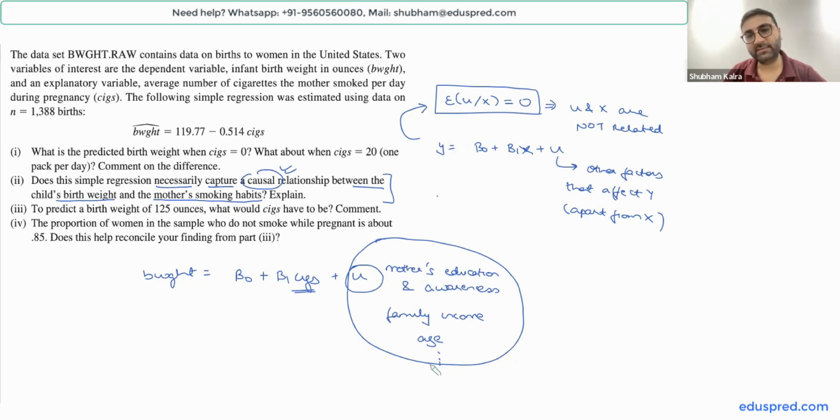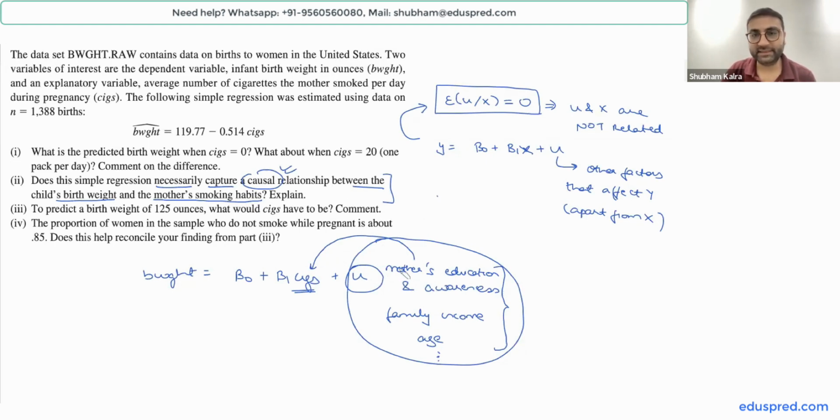So when you're thinking about the variables that are there in the error term, you have to think of those variables that have an effect on your y variable, which in this case is the infant birth weight. Okay. Now I have written 3 variables over here. You can also write some other variables if you want to. If any of these 3 variables in the error term are related to CIGS, that is cigarettes, then we will have a problem, because in that case, the error term u will also establish a relationship with the independent variable, and that will violate the zero conditional mean assumption.